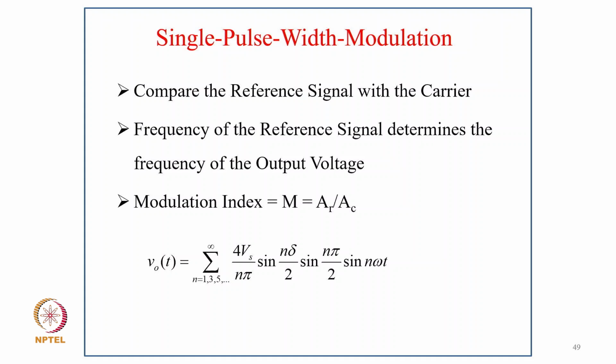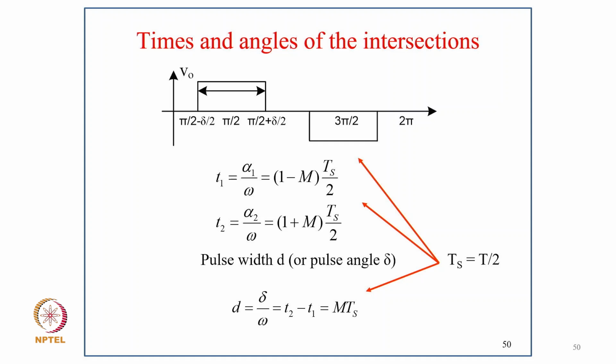Coming to single pulse modulation, compare the reference signal with the carrier, and the frequency of the reference signal determines the frequency of the output voltage. The modulation index M equals AR upon AC, and V_O equals the sum for n equal to 1, 3, 5 of 4Vs upon n pi, sin(n delta by 2) into sin(n pi by 2) into sin n omega t. Looking at the waveform, T1 is alpha1 upon omega, equal to (1 minus M) Ts by 2, and T2 equals alpha2 by omega, equal to (1 plus M) Ts by 2, and the pulse width d equals delta by omega, T2 minus T1, equal to M Ts.